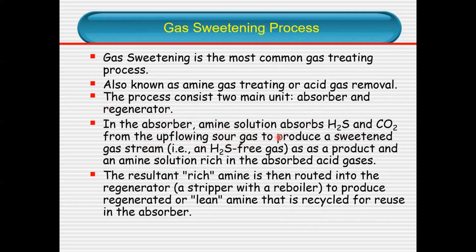Sour gas is gas that contains H2S, and it is treated to produce a sweetened gas stream without H2S or with a lower amount of H2S. As a product, a rich amine solution is formed, having absorbed the acid gas. The regenerator is trying to recycle this amine. Amine is expensive, so the used amine can be recycled so that the same amine can be used in the absorber again to absorb the H2S. That's what is called the regenerator or a stripper.